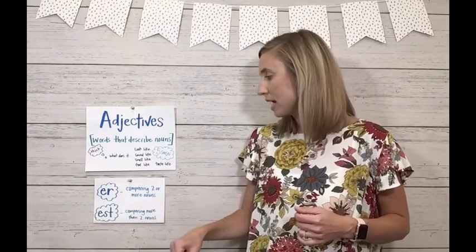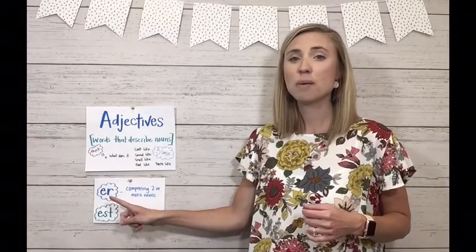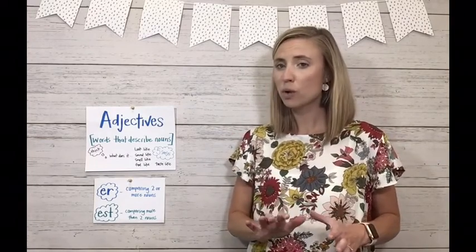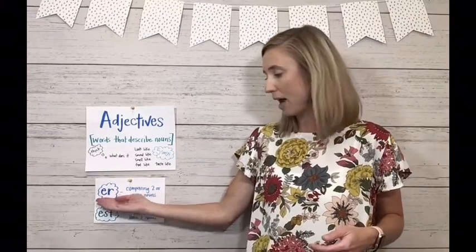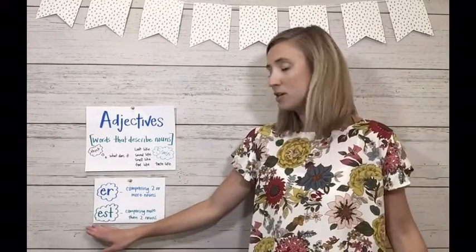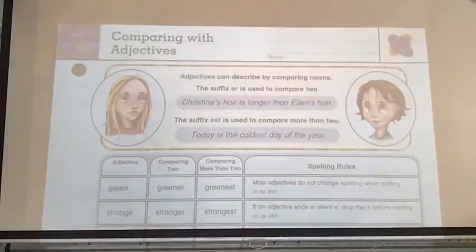We're going to find out today that we use ER to compare two things. So if you are comparing two nouns, only two, then you use ER at the end of a word to describe that. And then if you're comparing more than two things, so this could be 3, it could be all the way up to 3,000, so if it's any higher than 2, then we use EST at the end of the word. We're going to go over to our grammar book and give it a little bit of practice and see what I'm talking about. We are looking at page 229 and 230.